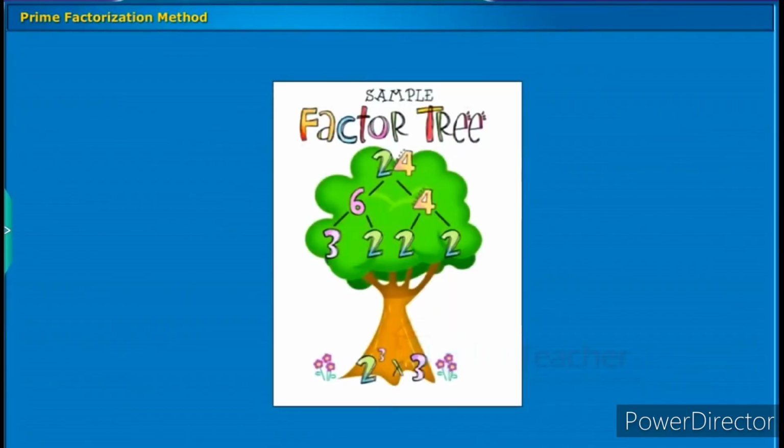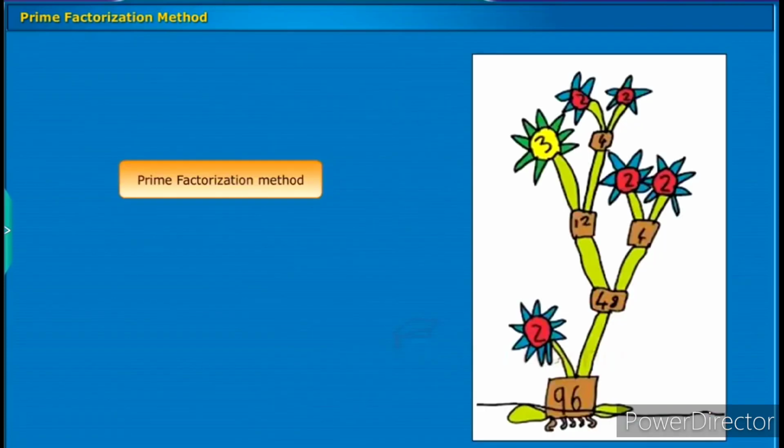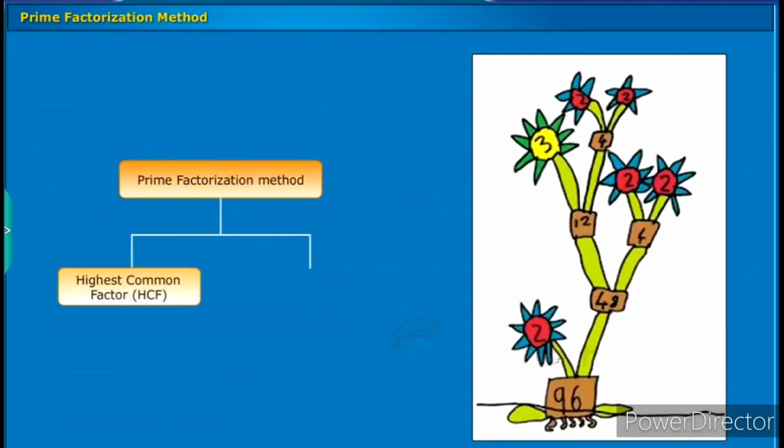Now, let us learn how to apply the fundamental theorem of arithmetic on more than one positive number using the prime factorization method. Prime factorization method. This method involves finding the prime factors of a given number. This method is used to find the highest common factor HCF and the least common multiple LCM of the given numbers. Let us look at an example.